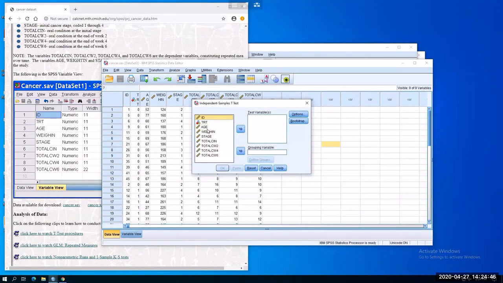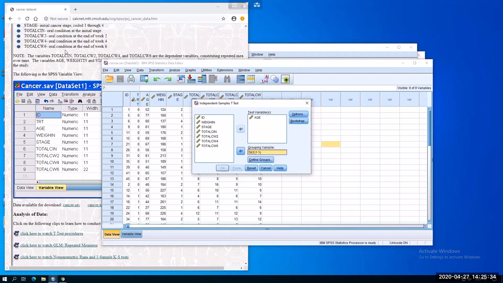And for example, what describes these patients? Age, for example. Let's use age as a test variable, and let's use treatment as our grouping variable. So we want to see if our patients' age differs, and if our treatment was received by generally older or younger patients, for example.